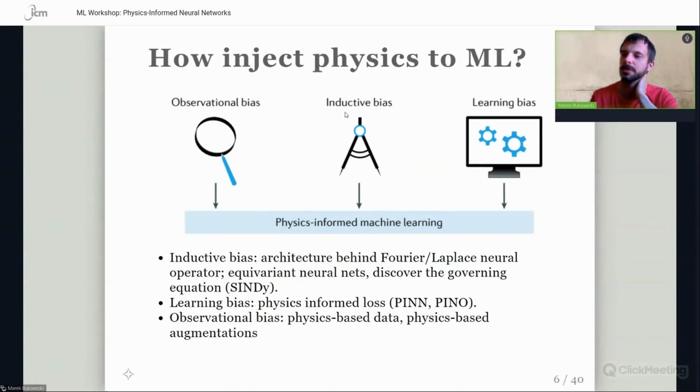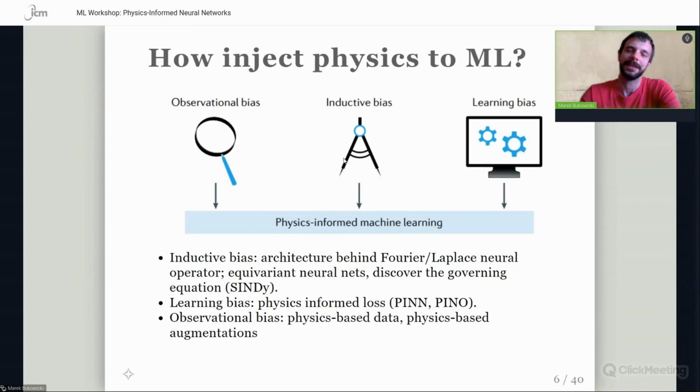Another way to inject our physical knowledge into machine learning is inductive bias, which means that we design the architecture of our model in a way that it is close to the physical, so that we are sure that maybe some physical conditions are met.